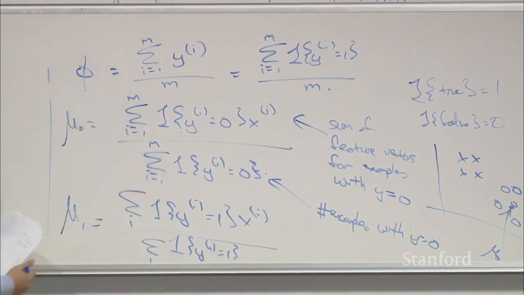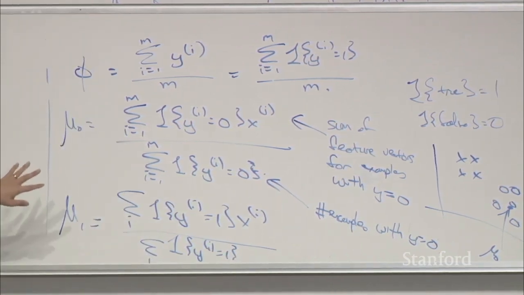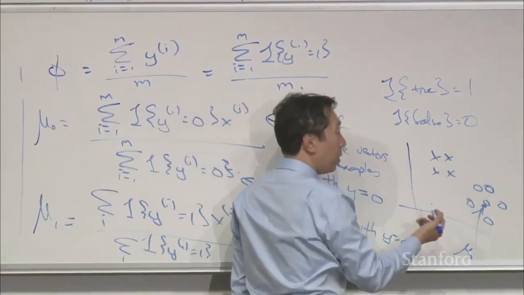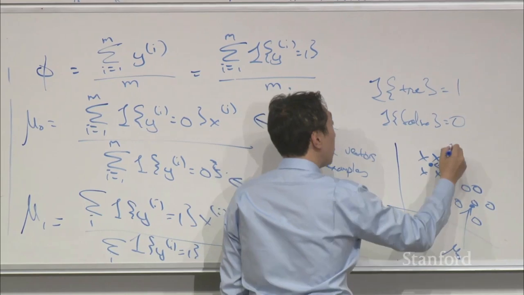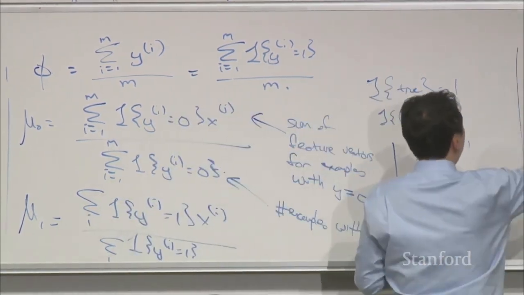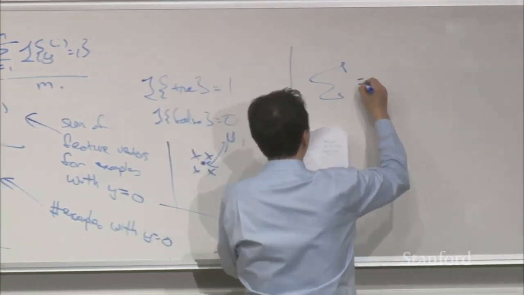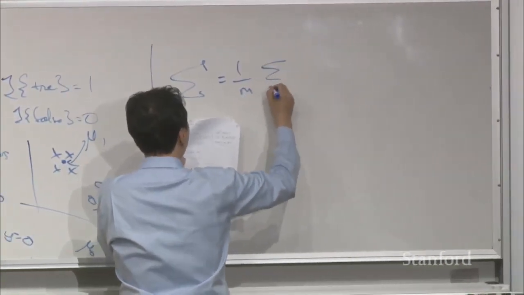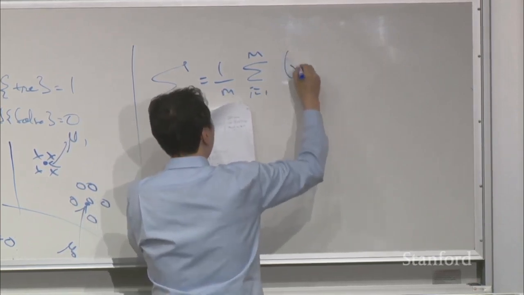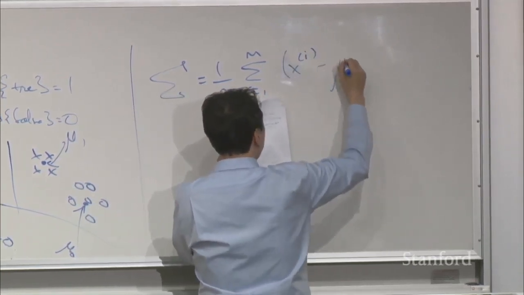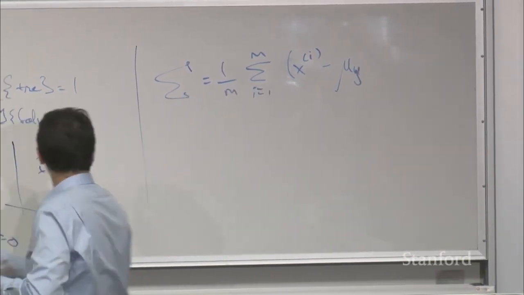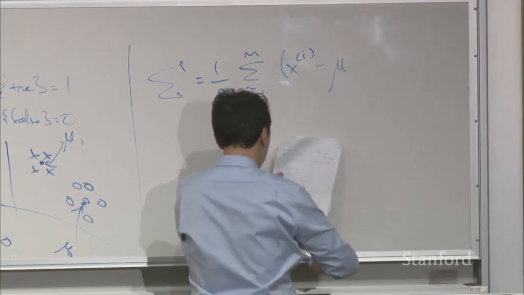And then maximum likelihood for mu 1, no surprises, is what you'd expect. Sum up all of the positive examples and divide by the total number of positive examples to get their mean. So that's maximum likelihood for mu 1. And then I'll just write this out. If you're familiar with covariance matrices, this formula might not surprise you, but if you're less familiar, then you can see the details in the homework.